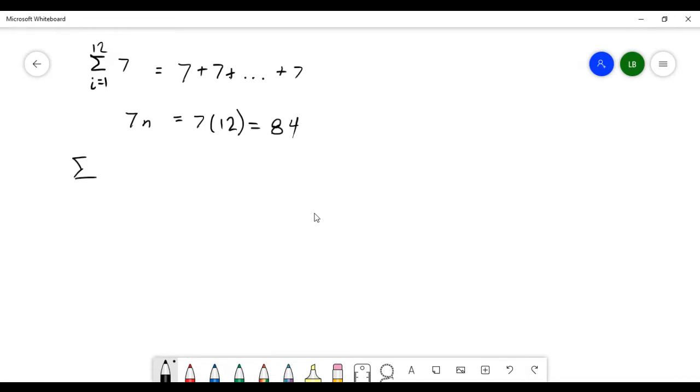Why don't you guys try these ones out? Give me the exact values.